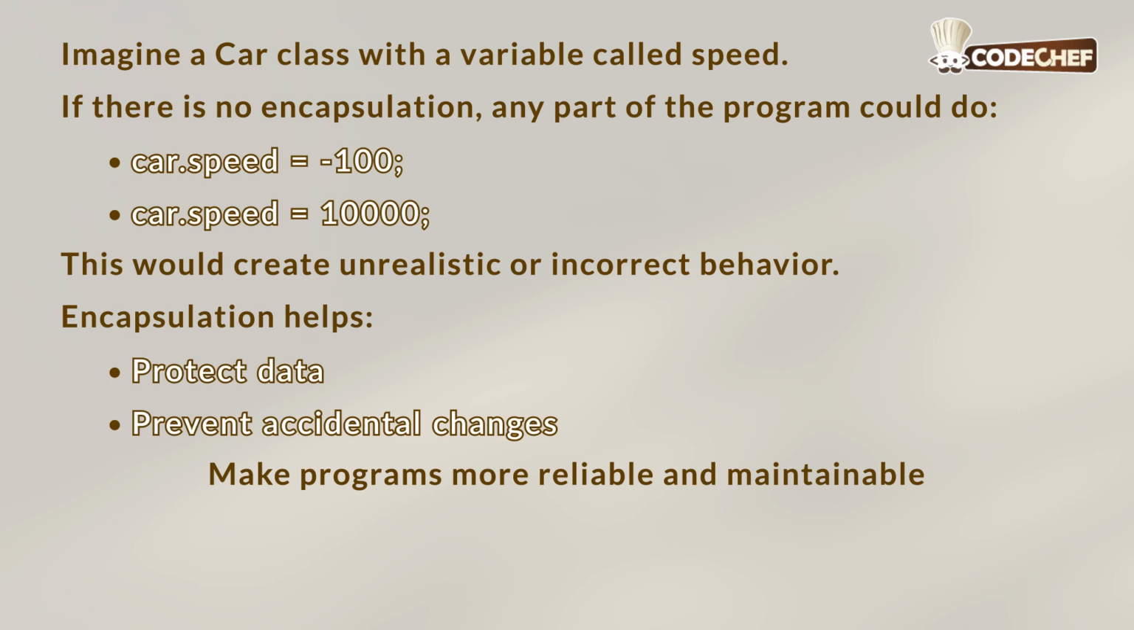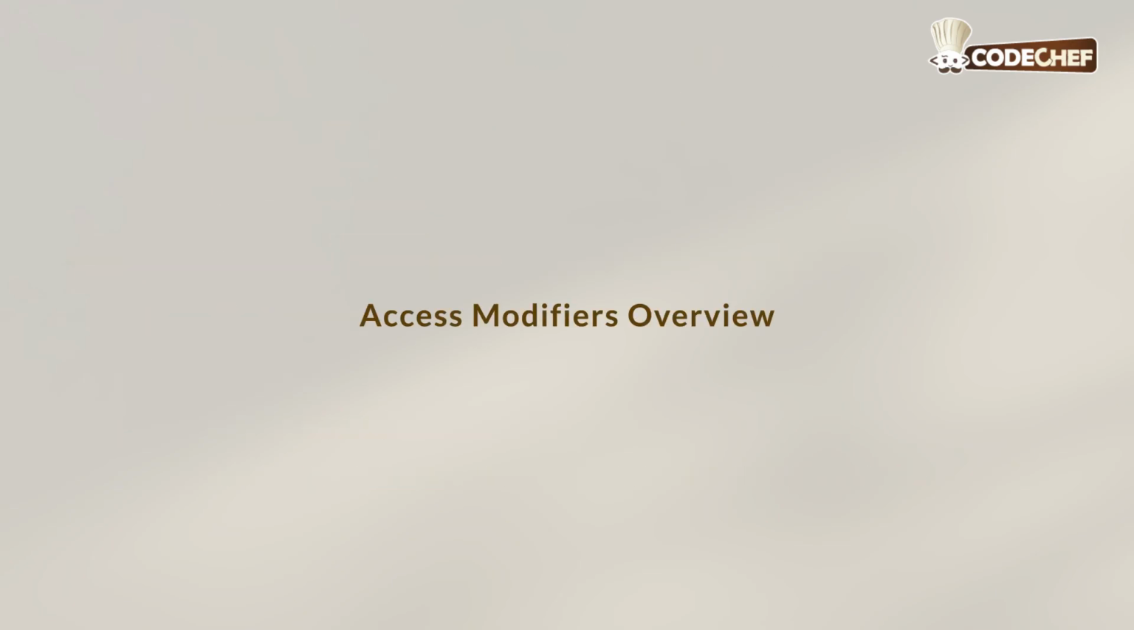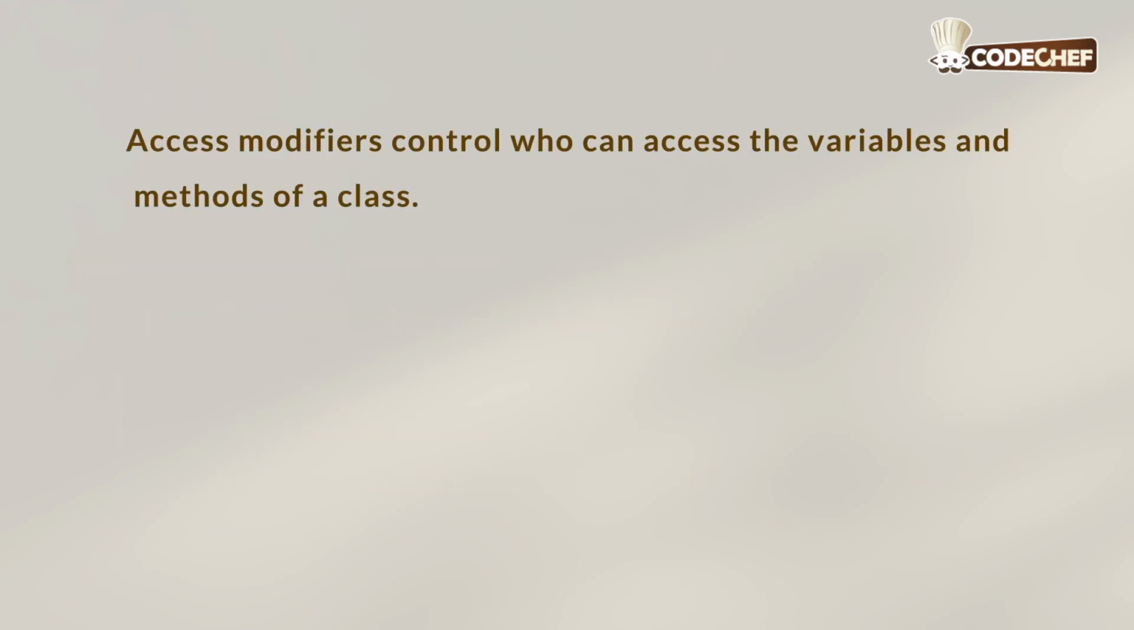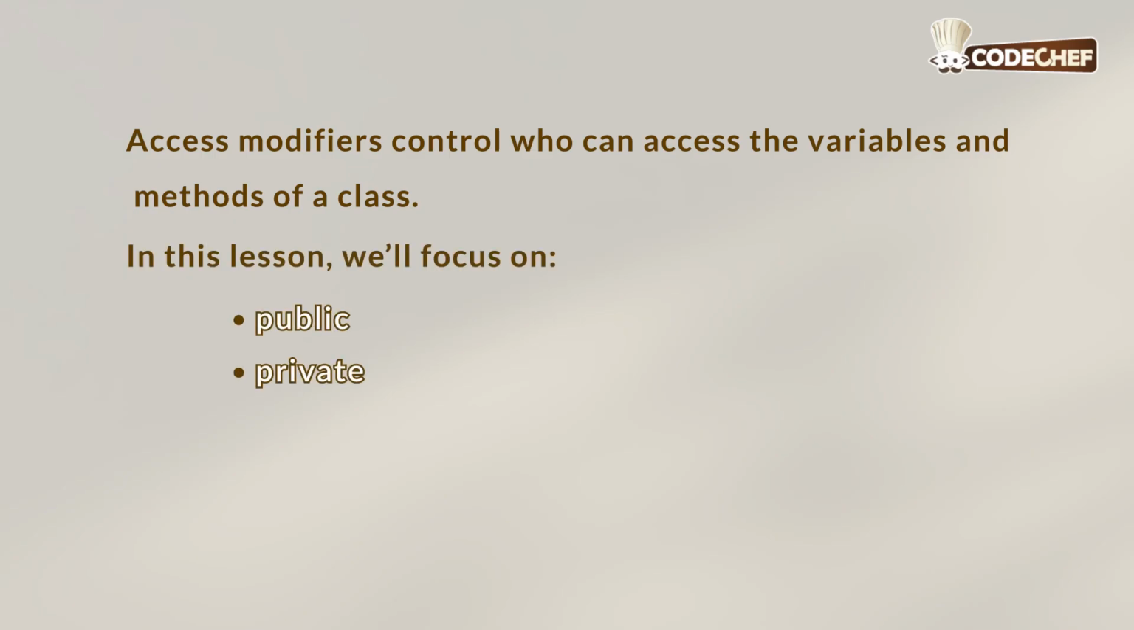And in Java, we implement encapsulation using access modifiers. Access modifiers control who can access the variables and methods of a class. In this lesson, we'll focus on public and private access modifiers.